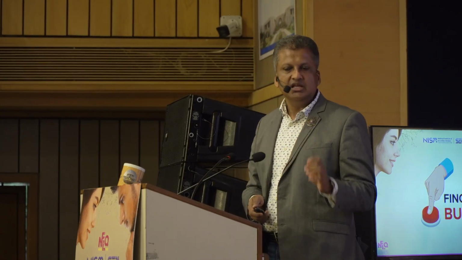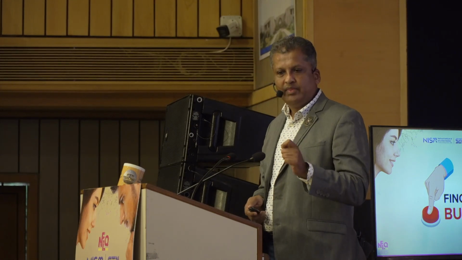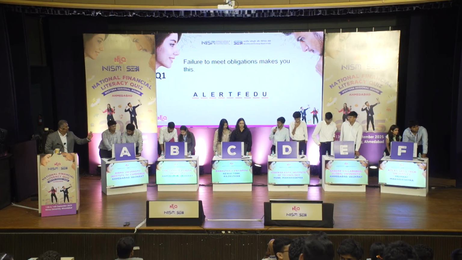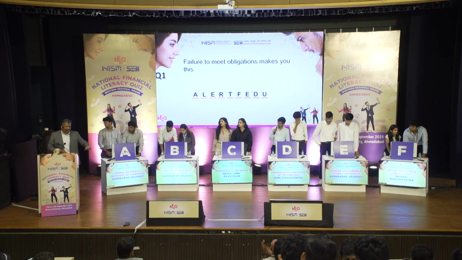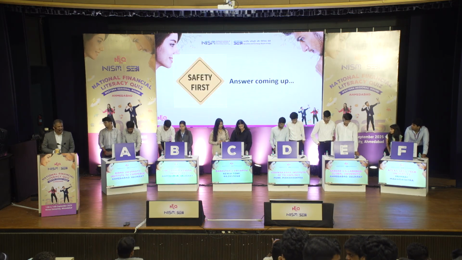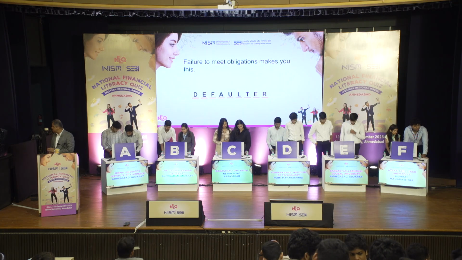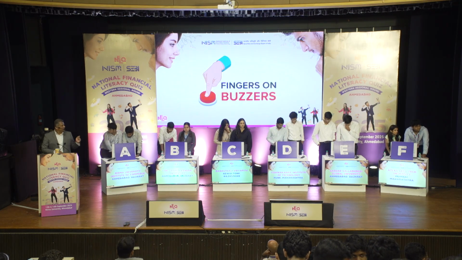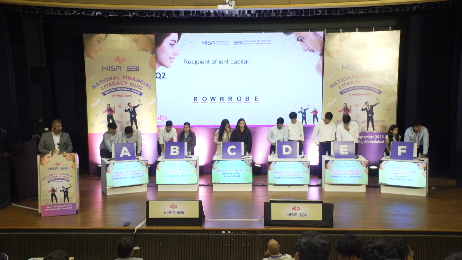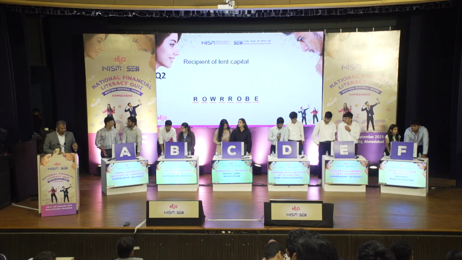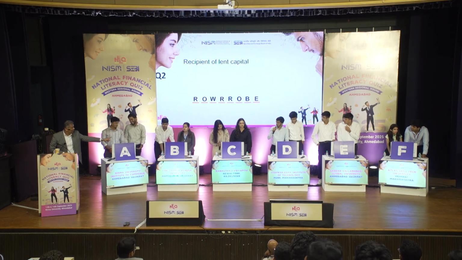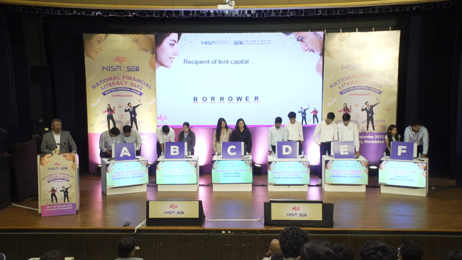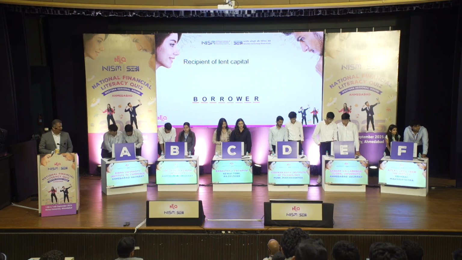Fingers on your buzzers. Question coming up now. Failure to meet obligations makes you this, team D. Defaulter. Defaulter will get them 15. Very, very nice. Defaulter plus 15 to team D. Reset the buzzers. Fingers on your buzzers. Question number 2. Recipient of lent capital, team D. Borrower. Borrower will get you 15 again. They have got 2 15s in a row, 30. That makes it by my count.